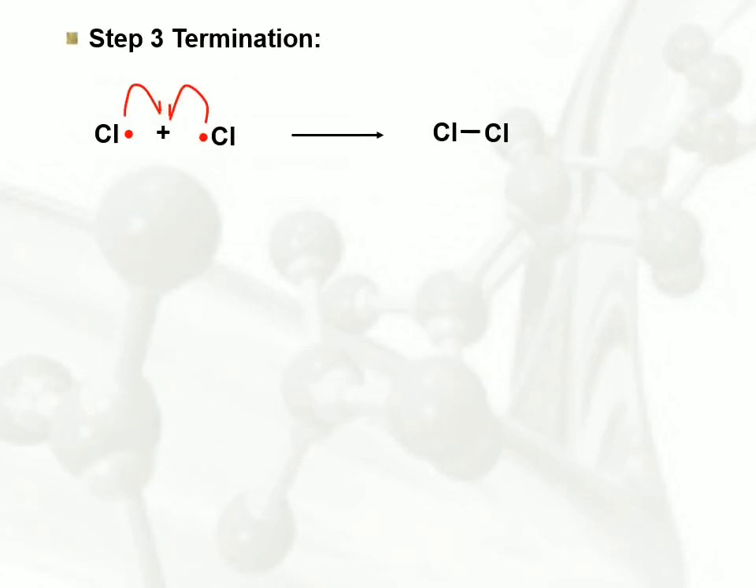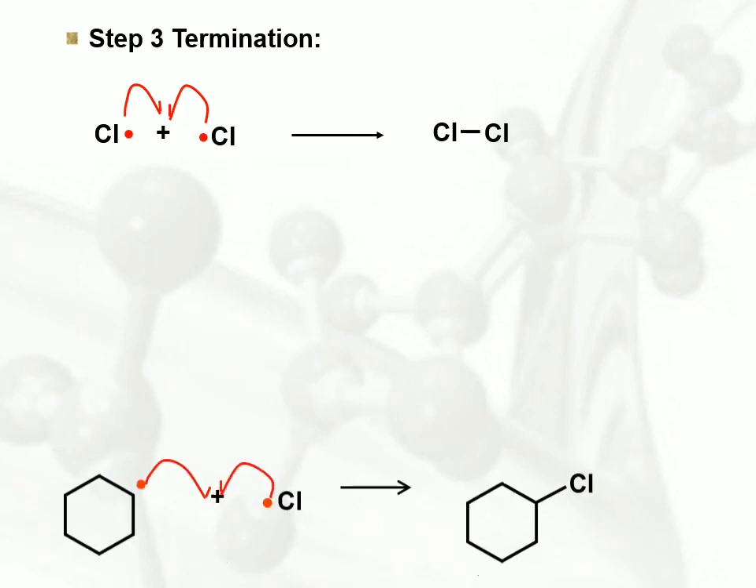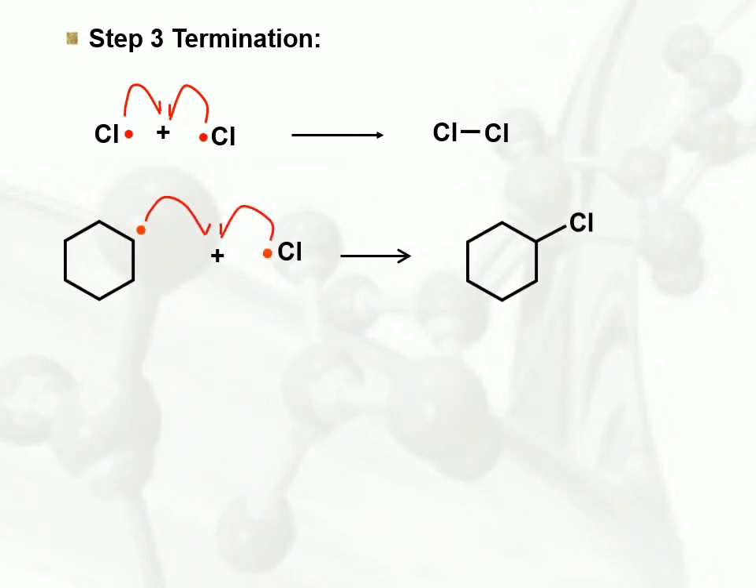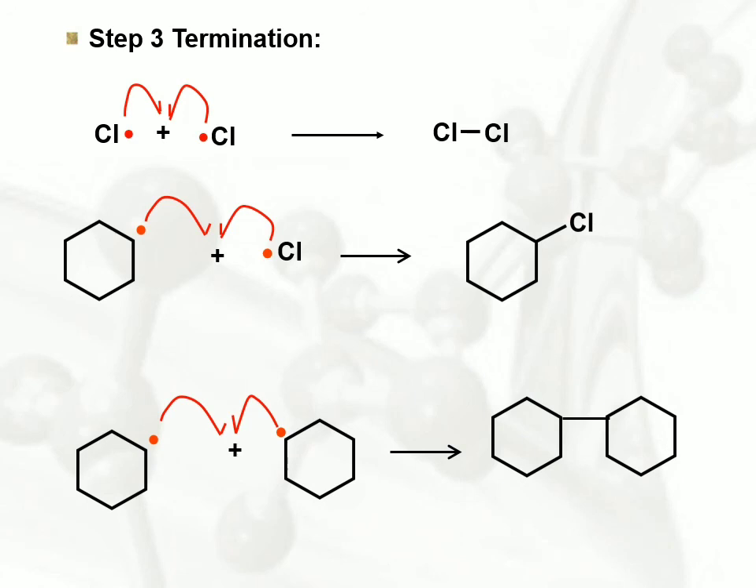For termination, there will be three equations involved. The chlorine free radical can react with another chlorine free radical to form the chlorine molecule, or the carbon free radical can combine with the chlorine free radical to form our product, which is chlorocyclohexane. Also, the carbon free radical can combine with another carbon free radical to form dicyclohexane.